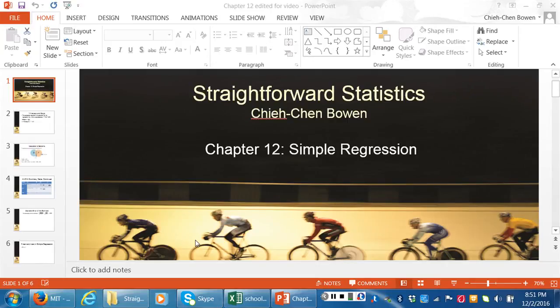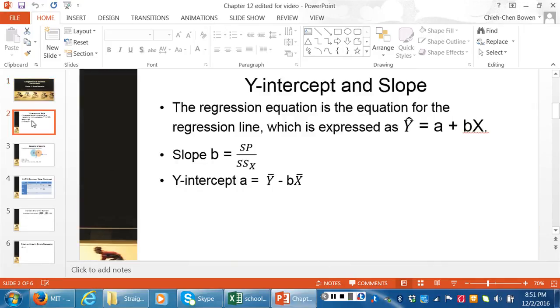This video is to show you how to conduct a simple regression using Excel. Let's review the formulas. For simple regression, the equation is expressed as y hat equals a plus b times x, where b, the slope, equals SP divided by sum of squares of x. The y-intercept a is calculated by y bar minus b times x bar.